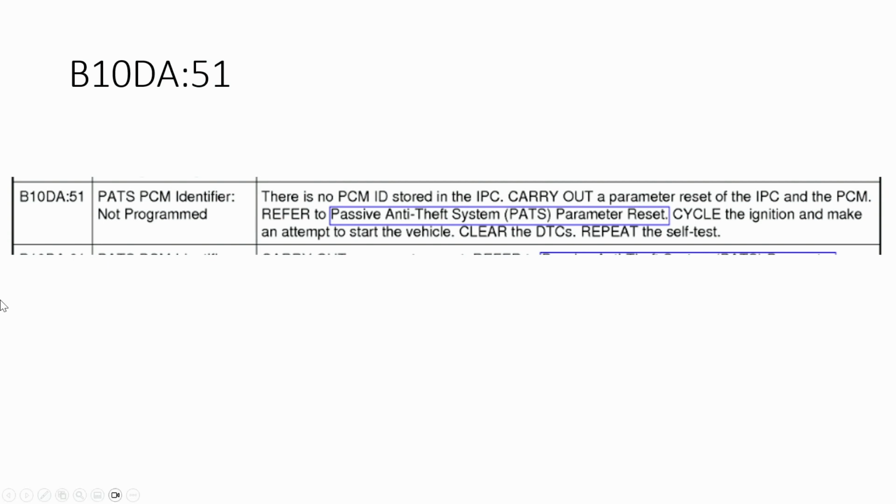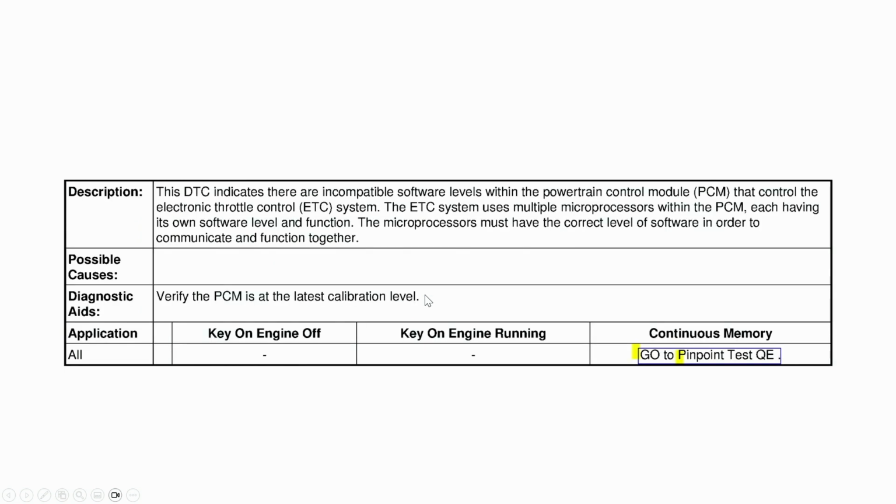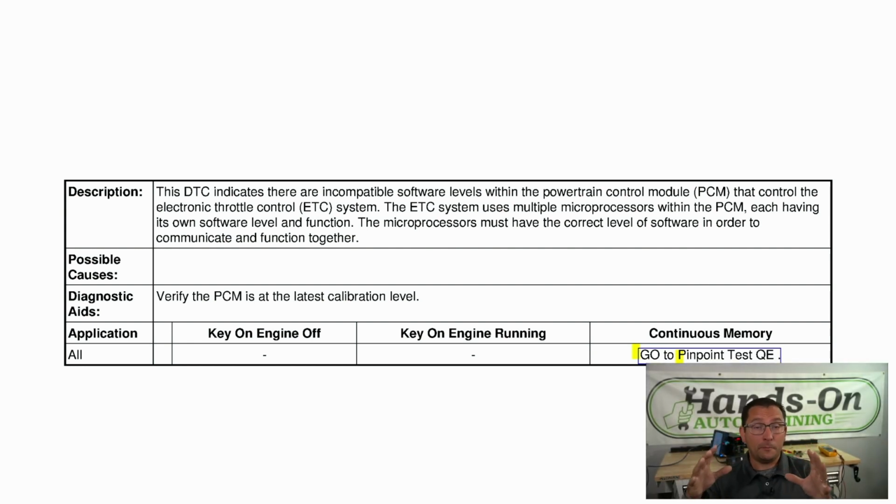As we continue on here, you can see we also had a U0300 AF, internal control module software incompatibility. This is all data service information. Let's take a look at this and see where it leads us. It says incompatible software levels within the powertrain control module. It also says that the ETC system uses multiple processors within the powertrain control module, and they each have their own software. So these modules have to communicate together within the powertrain control module. If they don't communicate, you're going to get this code, and that's kind of what was going on here.